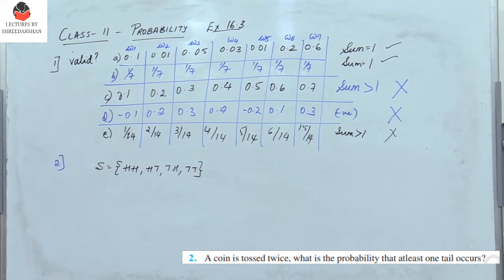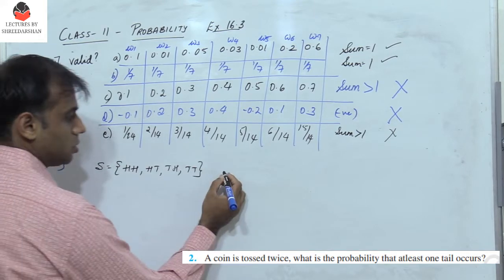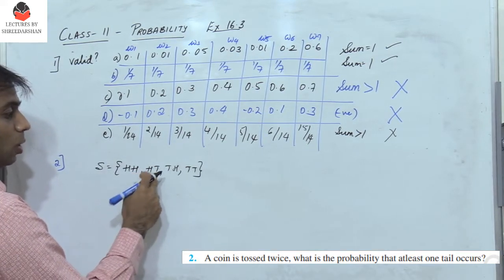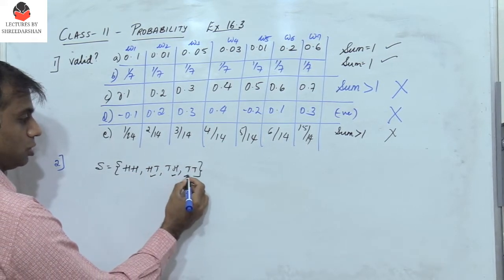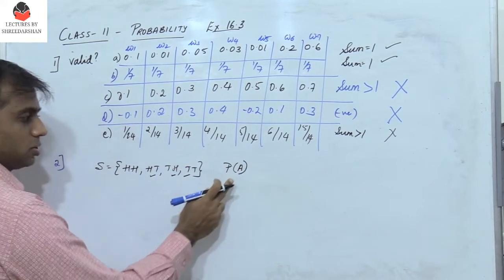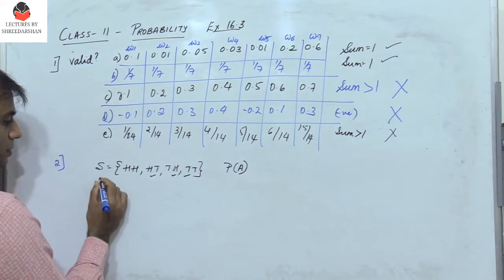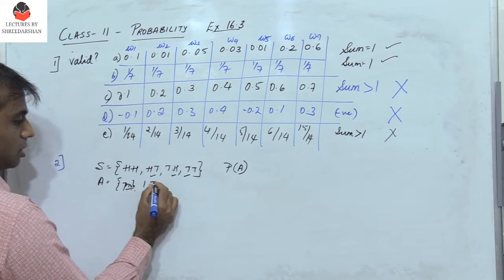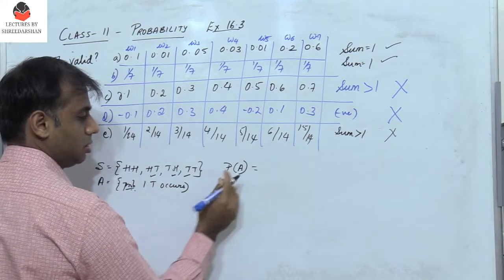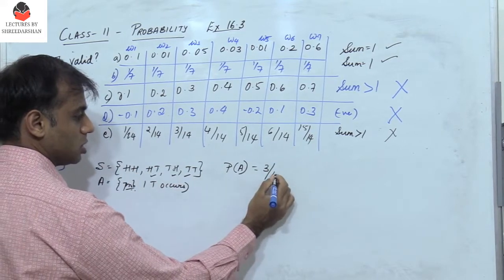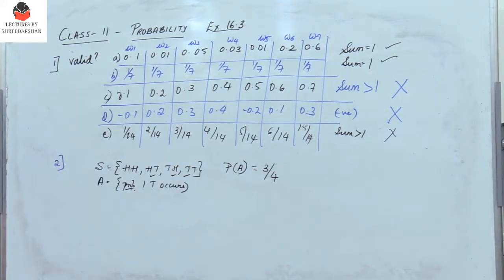We need to find the probability of at least one tail occurring. So at least one tail means it has to be 1 or can be more. So I have 1, 2, 3. Let me call that event A, where the probability of at least one tail occurring is the number of favorable outcomes, which is 3, divided by the total number of outcomes, which is 4. So the probability is 3 by 4.